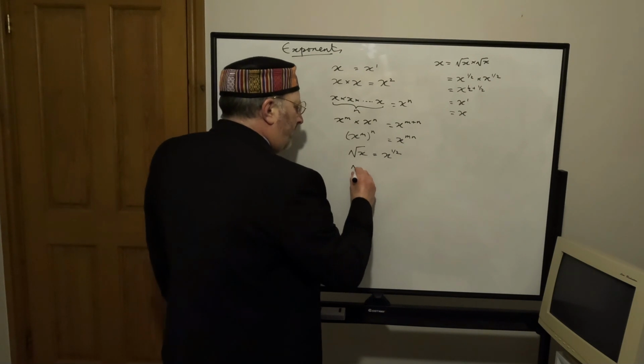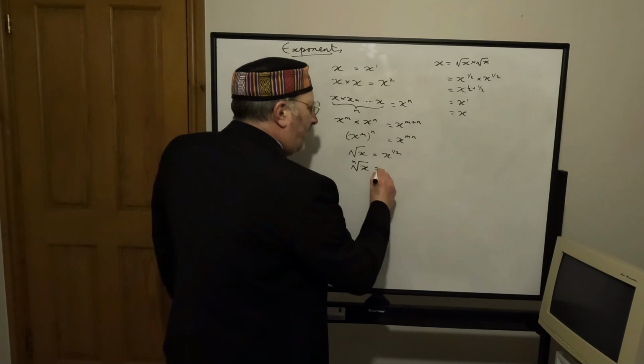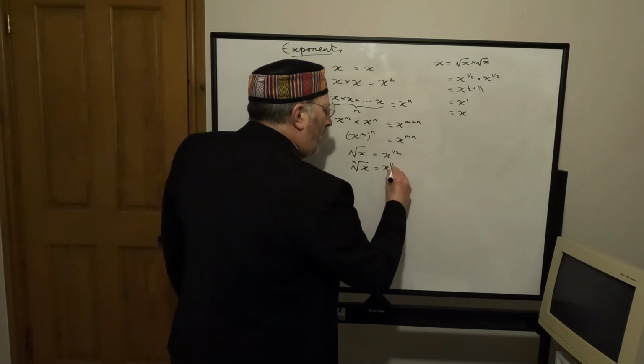And if we've got then the nth root of x, so it might be the cube root, for example, that would be x to the 1 over n.